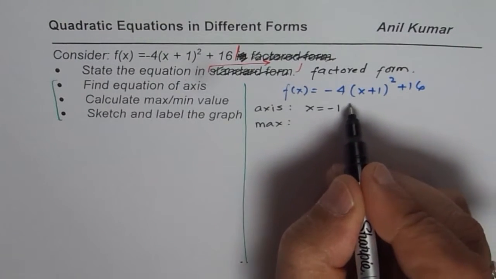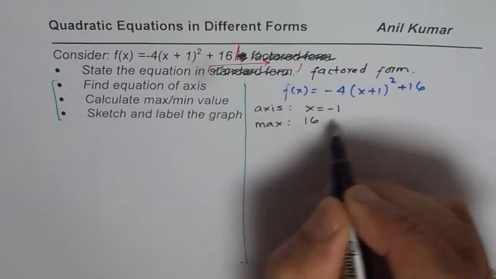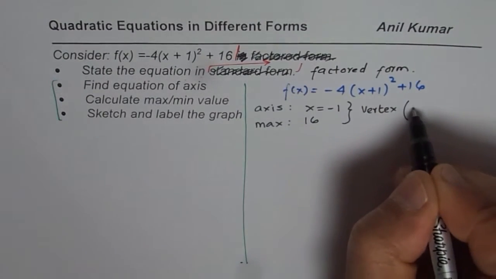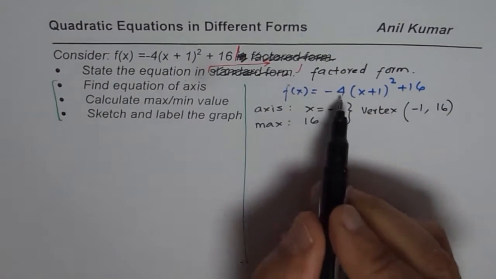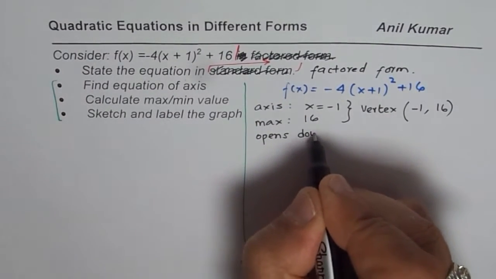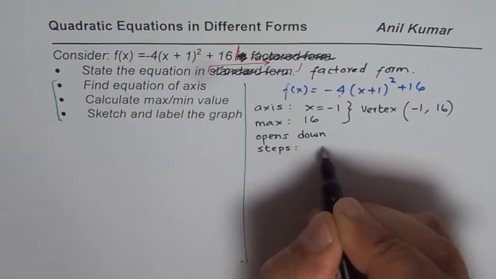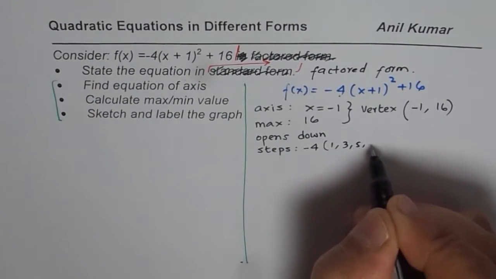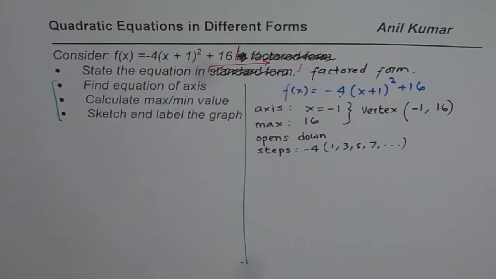So at the axis, when I substitute minus 1 here, first term will be 0. I get 16. So that is the maximum value. So these two combined together will give me vertex, right? So vertex of this equation is (minus 1, 16). We also know from the equation negative, that means it opens down, right? That is one thing. Second, this number 4 means steps are 4 times, minus 4 times 1, 3, 5, 7, correct? So these are the steps, and that information helps us to sketch the parabola, right?